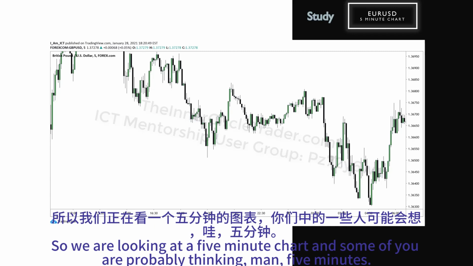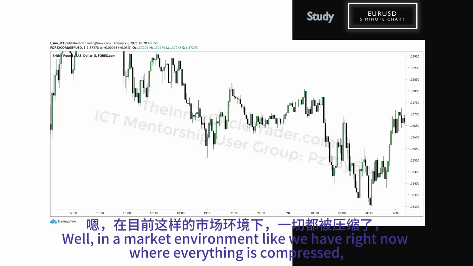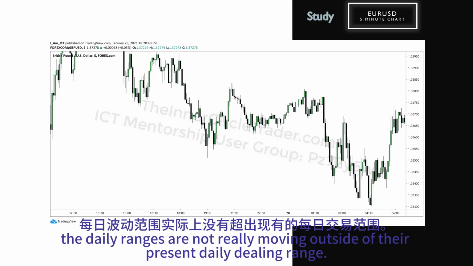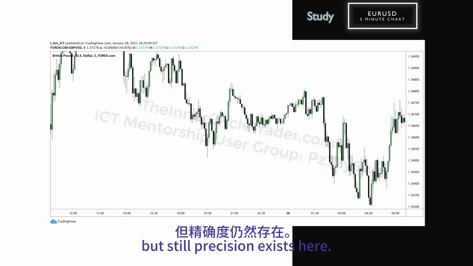All right, so we are looking at a 5-minute chart, and some of you are probably thinking, man, 5 minutes, it's too small, I can't trade that. Well, in a market environment like we have right now, where everything is compressed, the daily ranges are not really moving outside of their present daily dealing range. So you have to work within these lower time frames to find the setups, but still precision exists here.